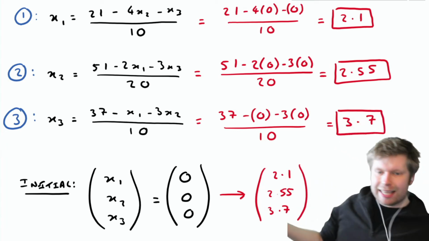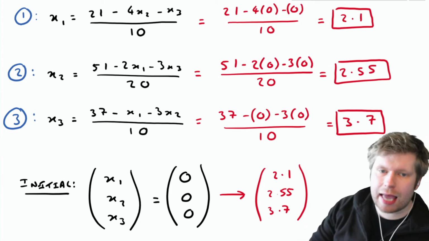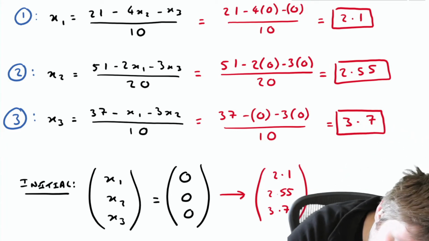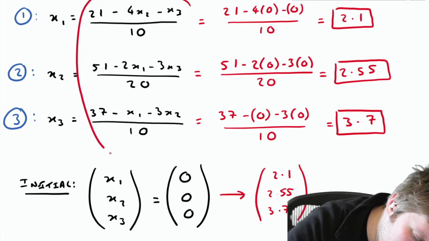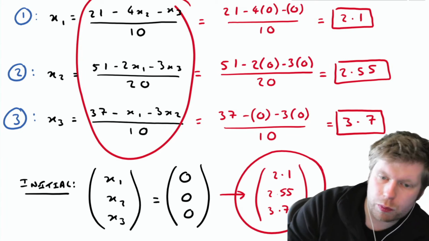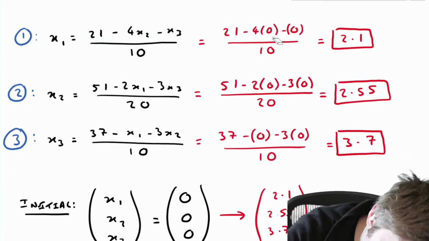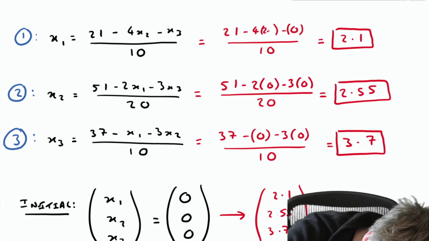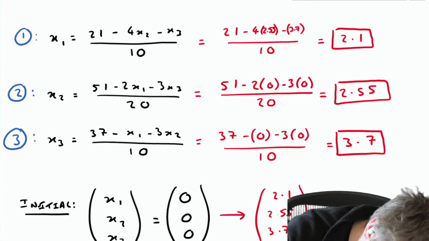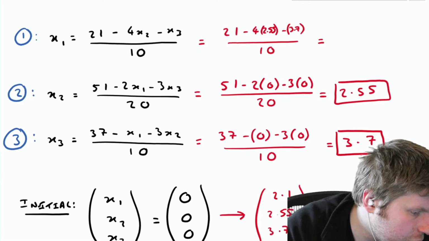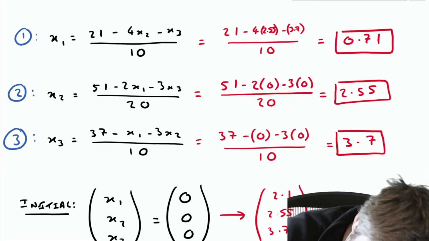Now clearly, this is just after one step. If I want to increase the accuracy, what should I do? Well, I should do this step again. In other words, I should go back and now plug in my x1s, x2s and x3s into the right-hand side of my equations, but now using my 2.1, 2.55 and 3.7. So just to illustrate that, basically I'm going to change this 0 to 2.55. I'm going to change x3 now to 3.7, and I'm going to divide it by 10. And if I do that, I find it comes out as 0.71. So that's now my new value of x1.